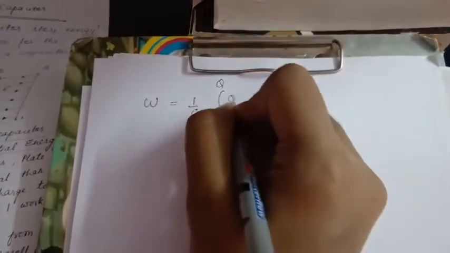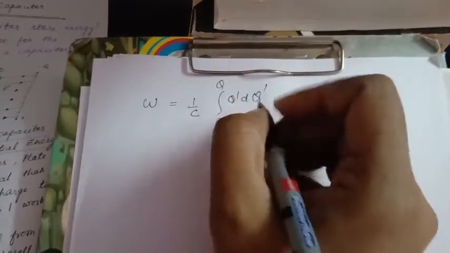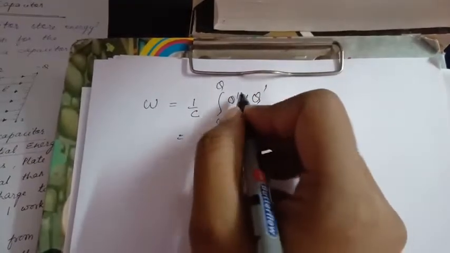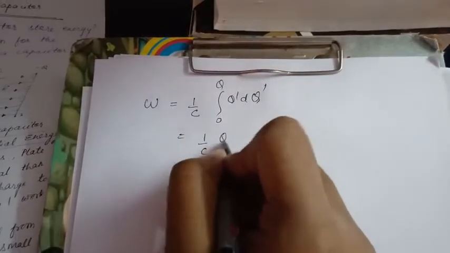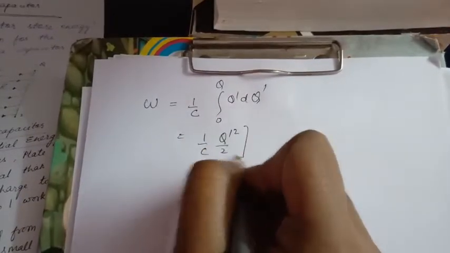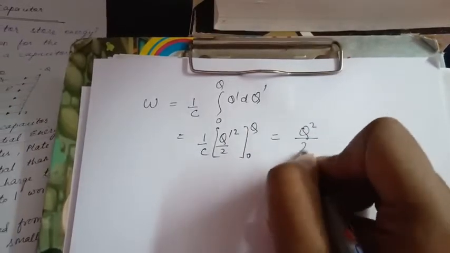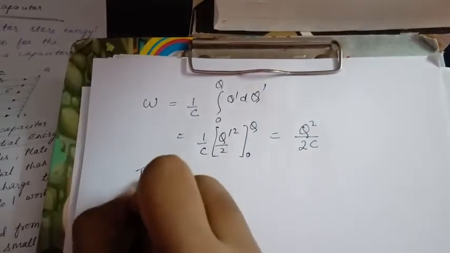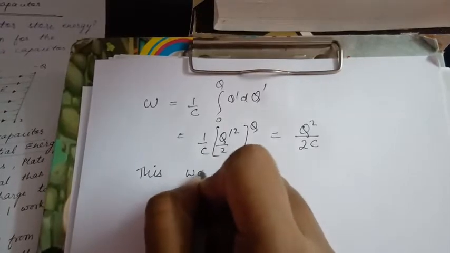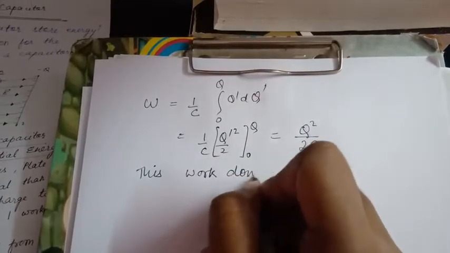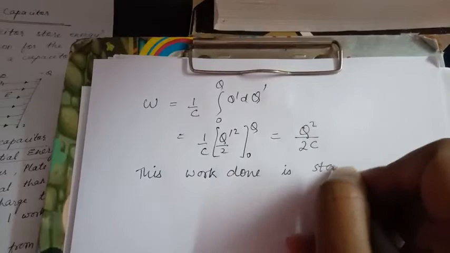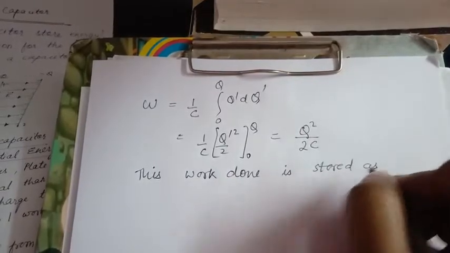So total work done is equal to 1 upon C, which is constant, times the integration from 0 to Q dash of dQ dash. This is Q dash square by 2. So 1 upon C, Q dash square by 2, within the limit 0 to Q, will be simply Q square upon 2C. This work done is stored as the energy of the capacitor.